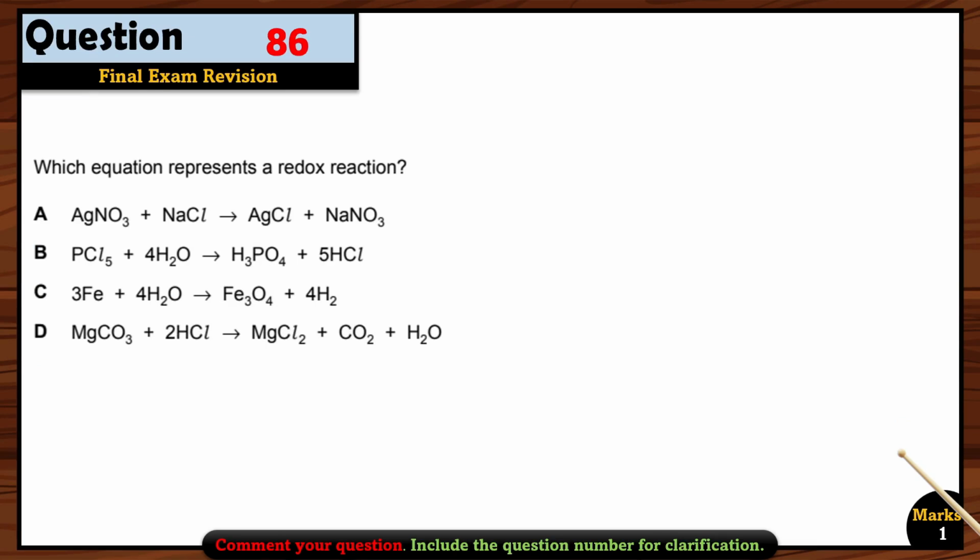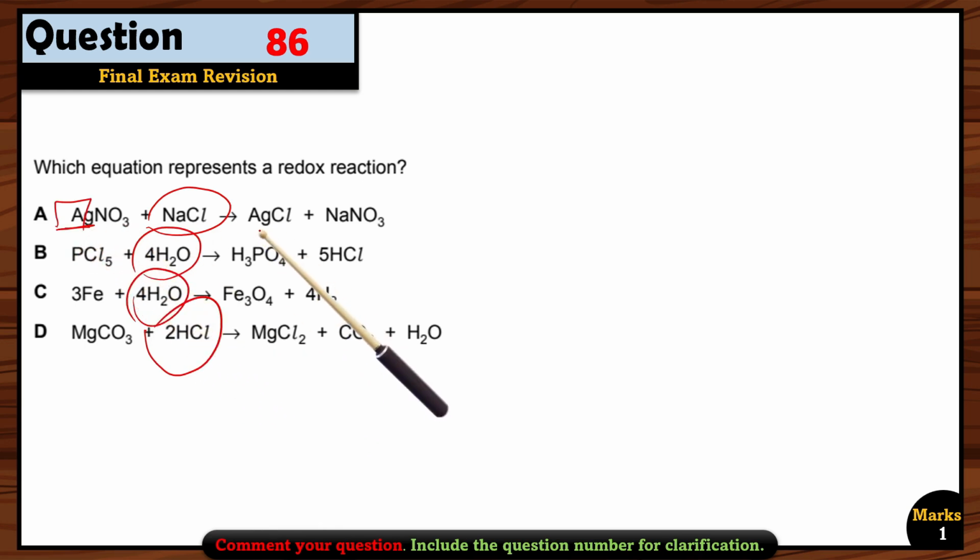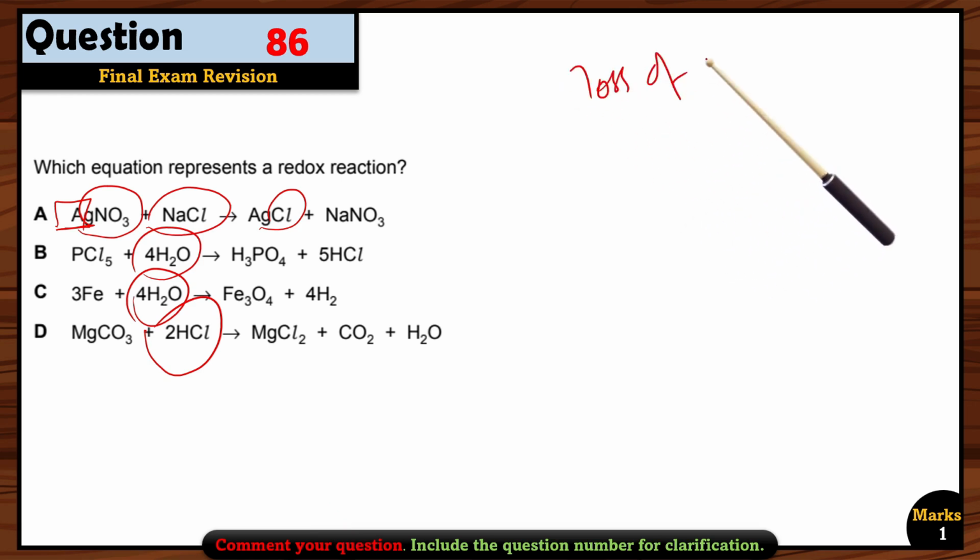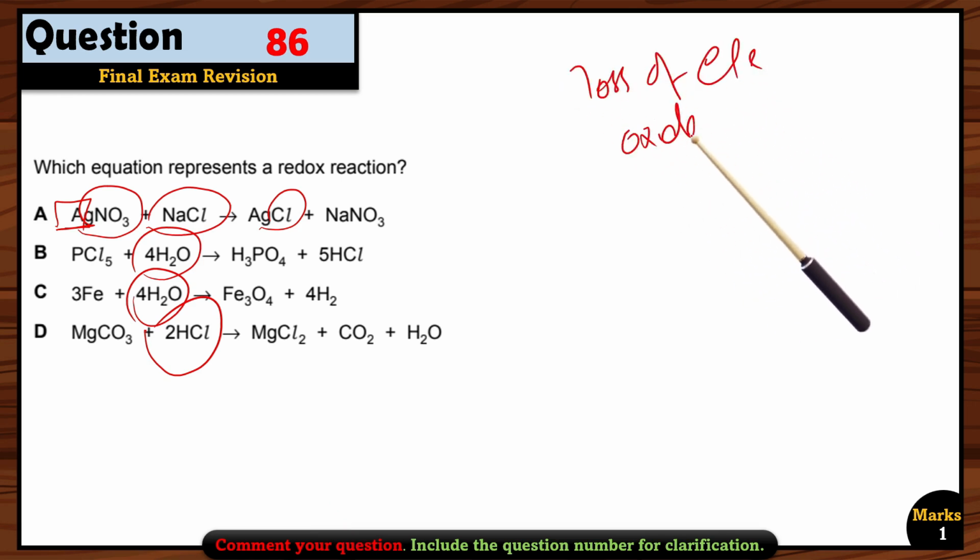Which equation represents a redox reaction? Now here you can see there is no involvement of oxygen. Can you see oxygen is involved here? Yes, we have oxygen involved. But if you see here Ag, it's a metal, and now it is getting chlorine. It is already losing this nitrate ion. But the oxygen molecule is not involved, so you have to look for the other two options, either the loss of electrons or oxidation state. Here we will look for the oxidation state, that is easier.